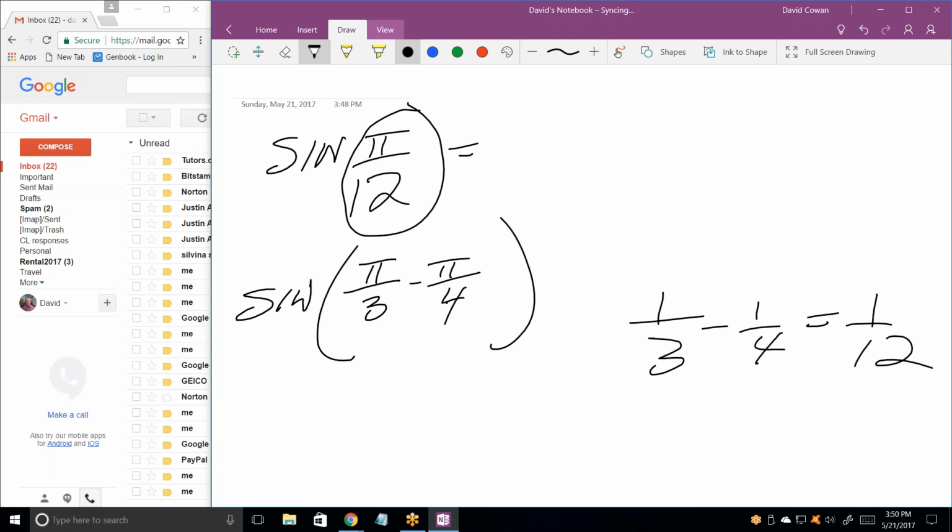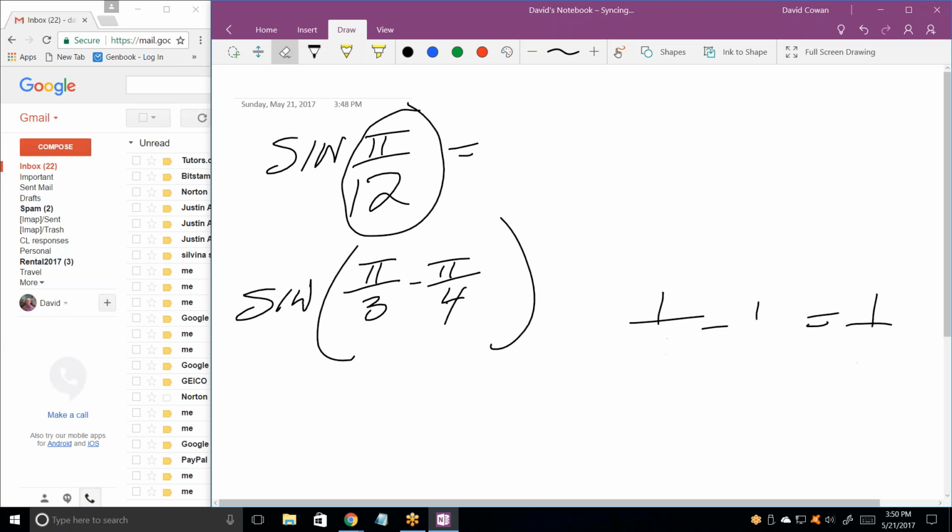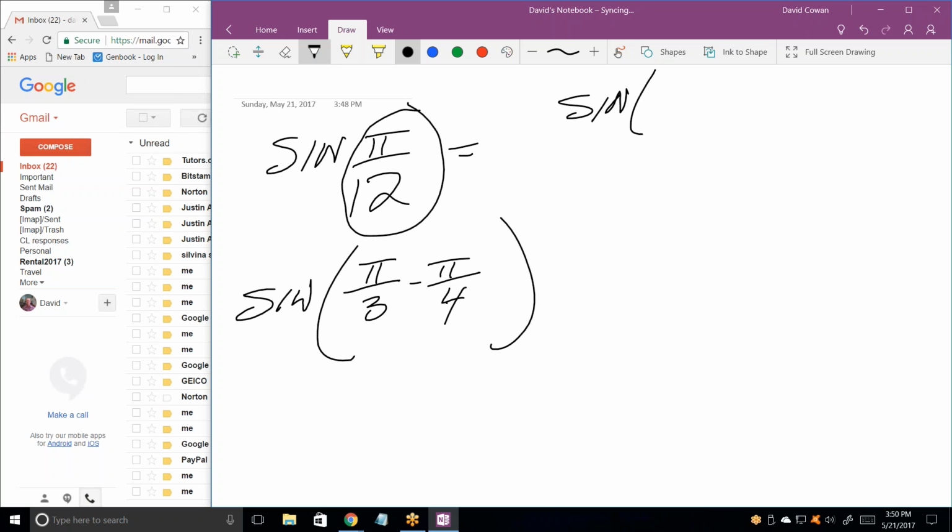I've done that so many times I have it memorized. So that's what we're looking at, 1/12, so we've got to get 1/3 minus 1/4. Now, what is the general formula for sine sum and difference? It is sine A times cosine B plus or minus cosine A and sine B. I remember that one pretty well.